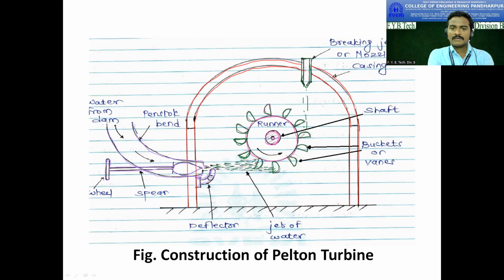Deflector is provided to deflect the jet of water away from striking the buckets in case load on the turbine suddenly reduces.